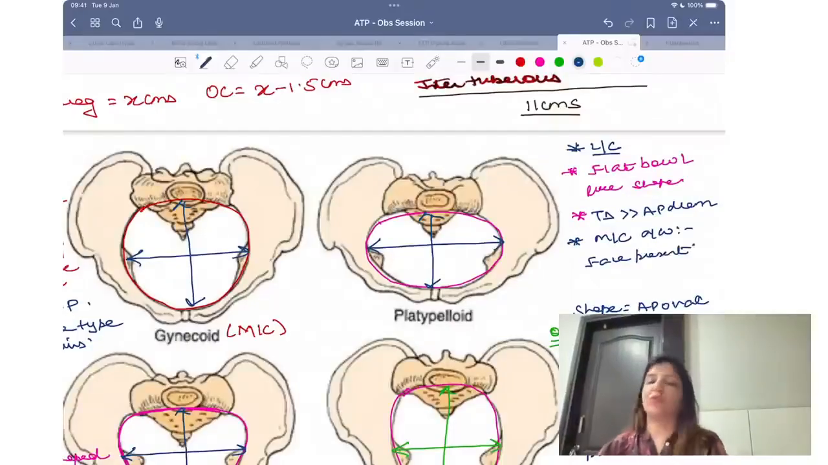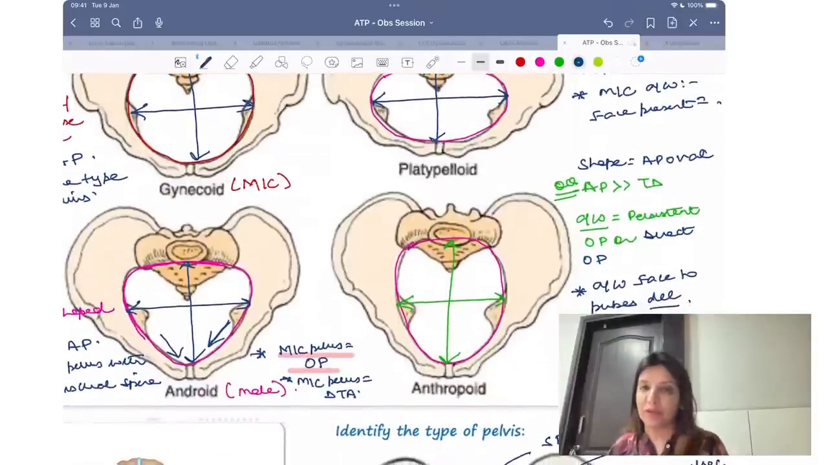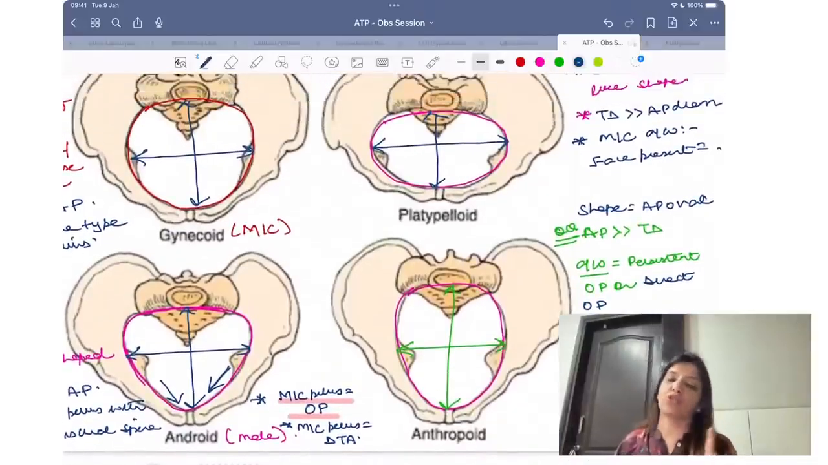And this is the pelvis which is most commonly associated with face presentation. Please don't confuse face to pubes delivery with face presentation. Face to pubes delivery was common in anthropoid pelvis. Face presentation is common in platypelloid pelvis. So these are the important points which you have to remember about varieties of pelvis.